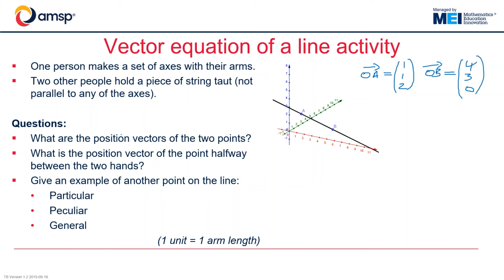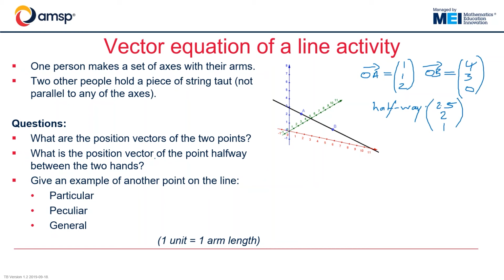My next question then is, what's the position vector of the point halfway between the two hands? Well, students should be able to work halfway between these 2 points and get the point with position vector 2.5, 2, 1.